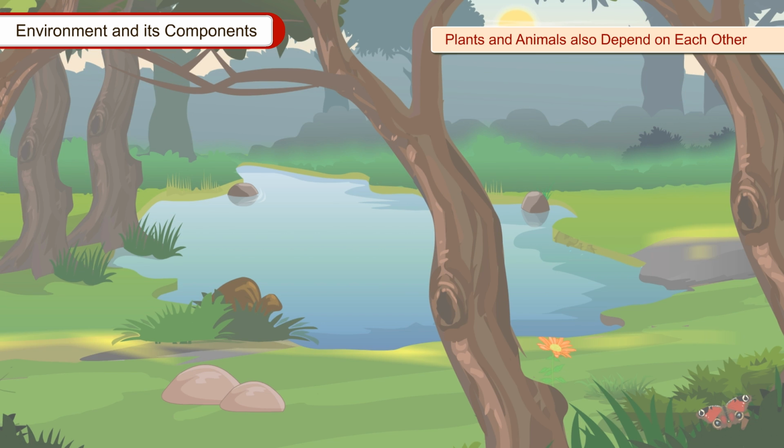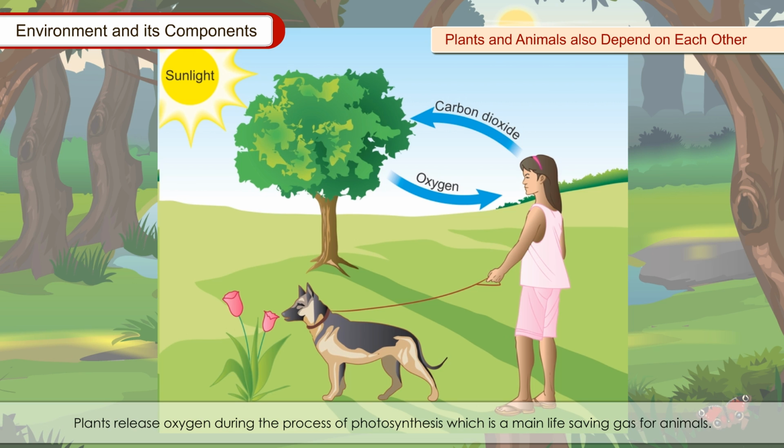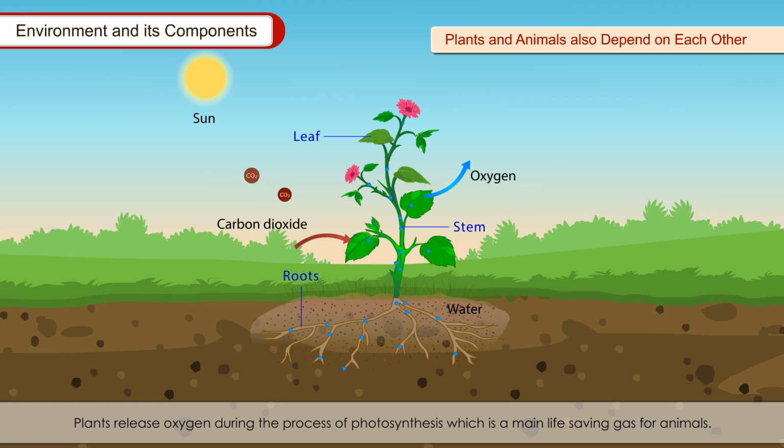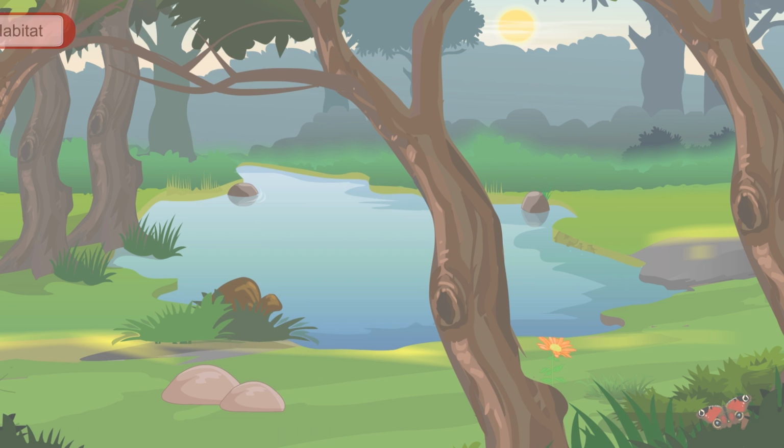Plants and animals also depend on each other. Carbon dioxide released by animals as the product of respiration is used by plants for the synthesis of food. Plants release oxygen during the process of photosynthesis, which is a main life-saving gas for animals. Animals breathe oxygen, which helps to burn food in body cells and release energy. Plants need animals for the dispersal of seeds and pollination.